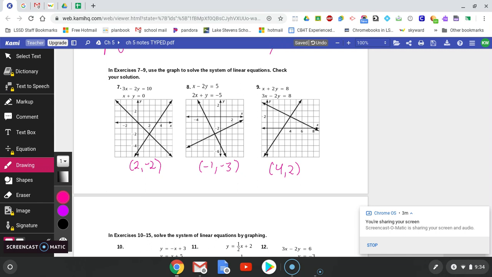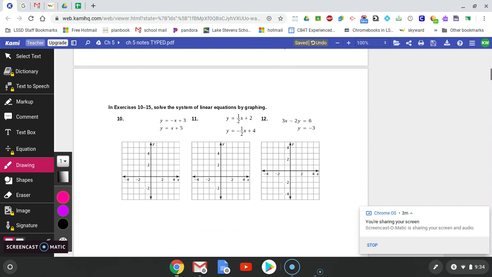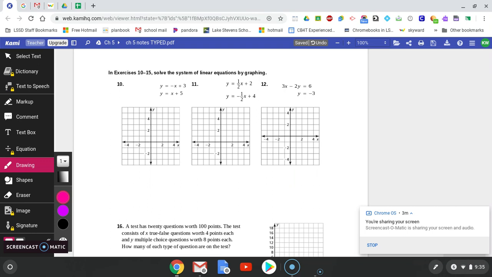So if the graph's given to you, it should be very, very quick. If the graph's not given to you, all you have to do is graph them, and then you're looking for the exact same thing. You're looking for where do they intersect. So go ahead and graph number 10, and then tell me the point where they intersect.